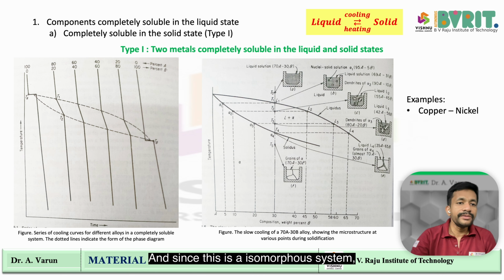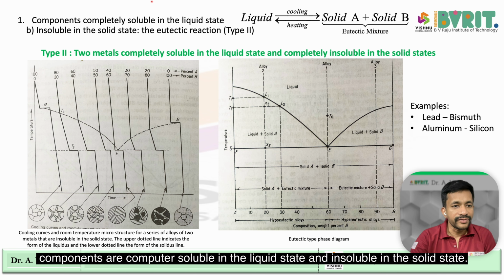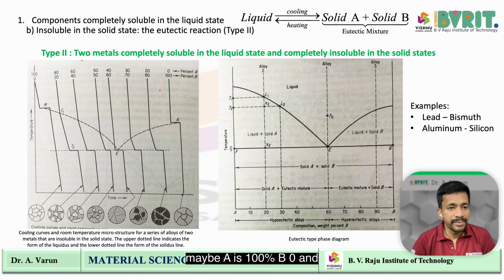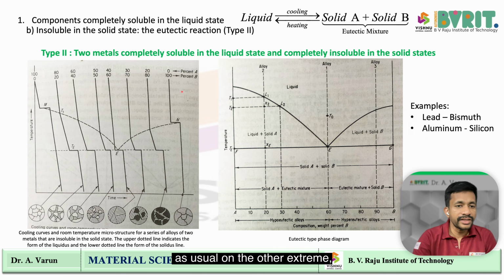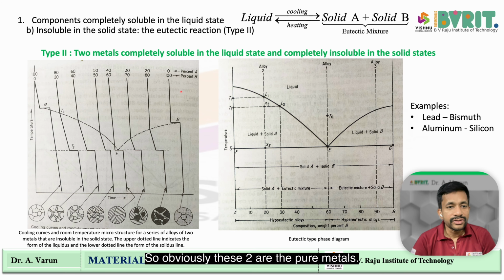And since this is an isomorphous system, let us discuss the next type, wherein two components are completely soluble in the liquid state and insoluble in the solid state. For this construction, if you recall, this is the extreme end wherein maybe A is 100% and B is 0. And as usual, on the other extreme, you have A 0 and B 100. So obviously, these two are the pure metals.